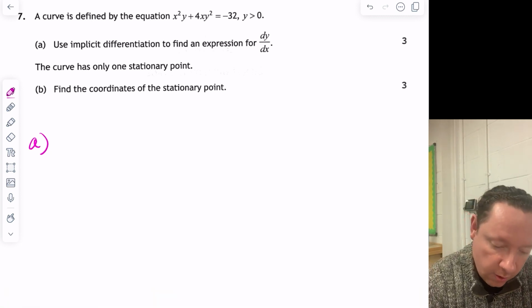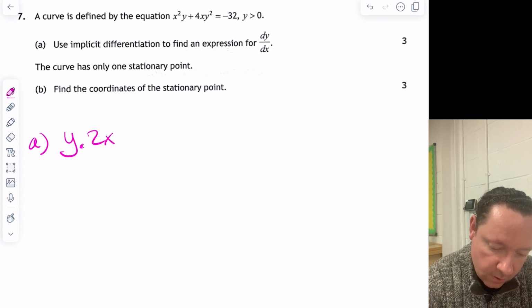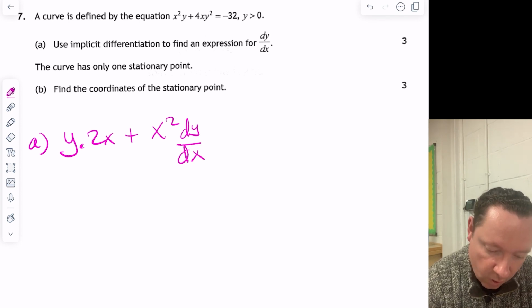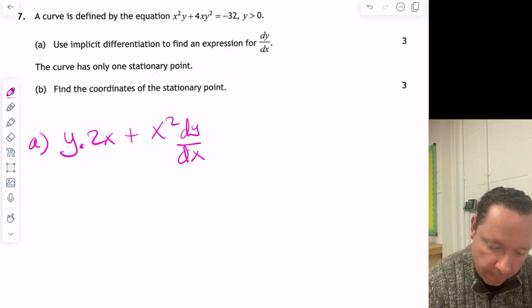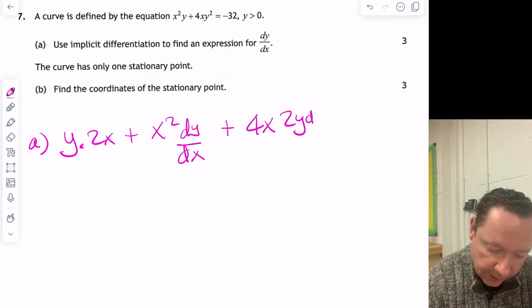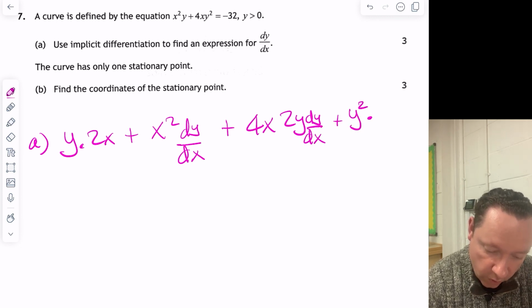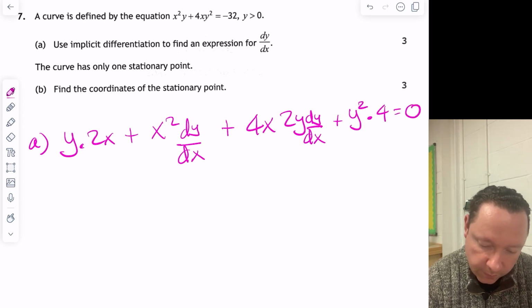So I'll do v u dash, so y times 2x, plus u v dash, x squared y, so it becomes dy by dx. Similarly for 4xy squared, I'll call 4x v, and then v u dash, y squared becomes 2y dy by dx. And then plus v u dash, y squared times 4 is 4y squared, and that equals the derivative of minus 32, which is nothing.